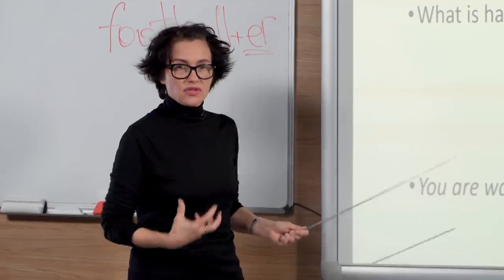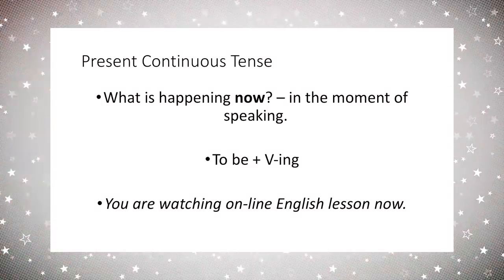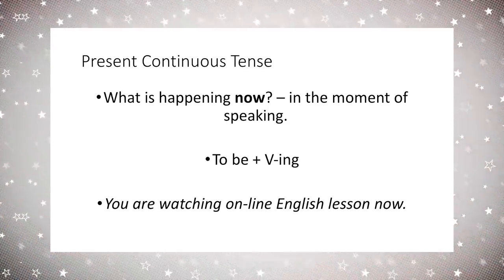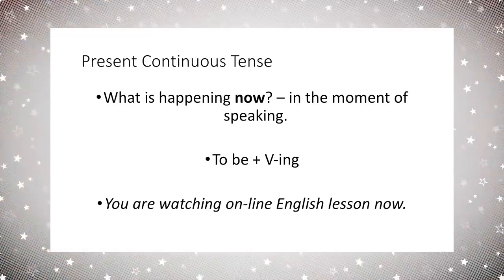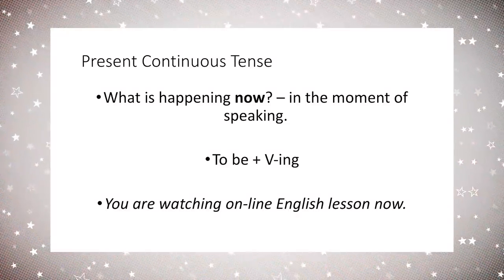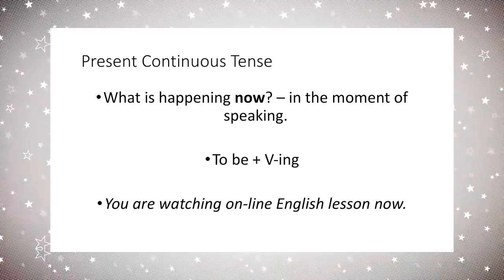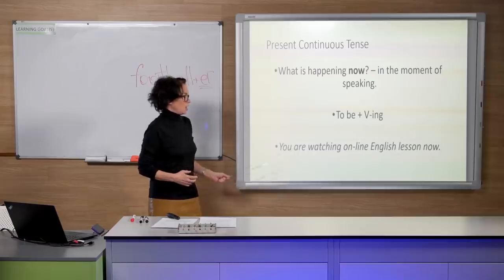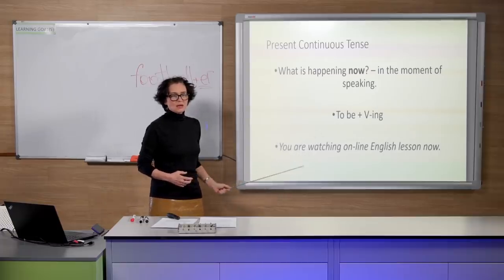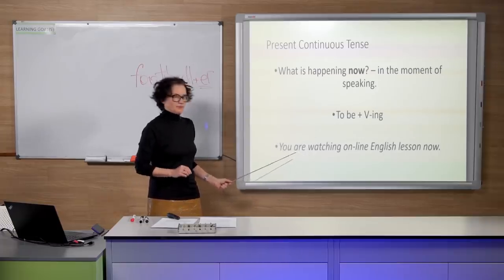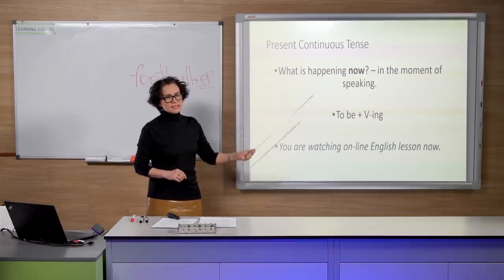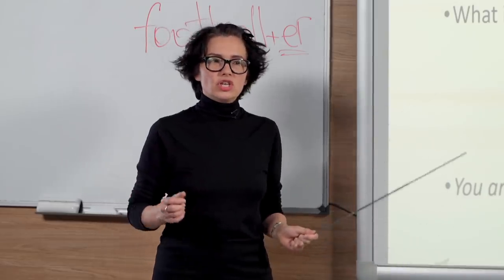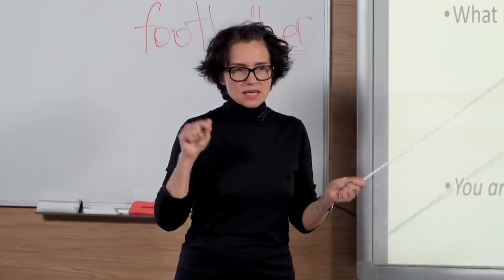How we make this tense? Verb to be with verb and ing ending. For example, you are watching online English lesson now. You are watching, I am standing. Present continuous tense describes the action which is going on now.